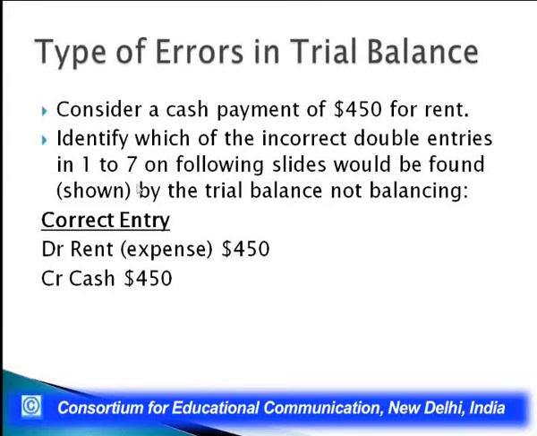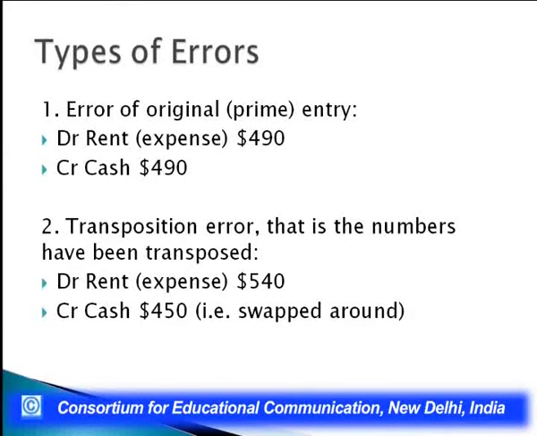Right. Now I'm going to discuss 7 different situations in the following slides. Let's identify which of the 7 transactions I'm going to quote are easy to identify while preparing the trial balance. After completing the trial balance, we can identify that some mistake has been committed. So there are 7 types of errors I'm going to discuss. The first error written in front of you is the error of original entry, or we call it the error of prime entry.